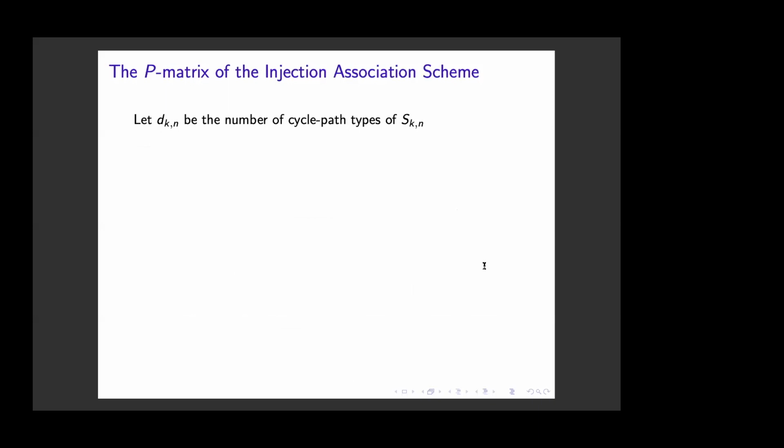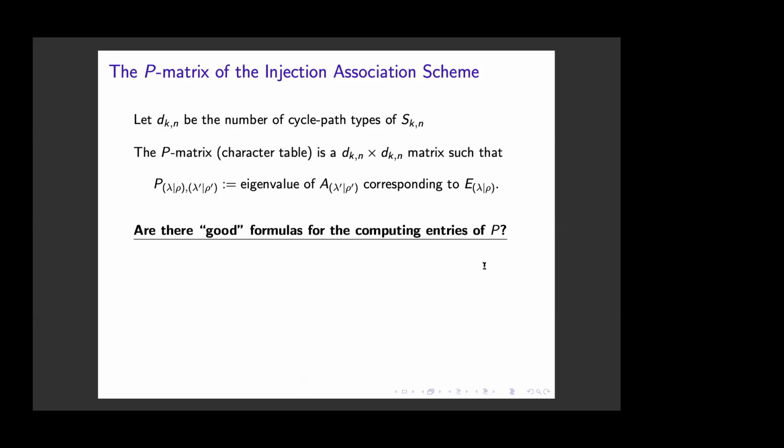Okay, so the P matrix of an association scheme. Some of you might know this as a generalization of the character table of a group. In our case, the group character table of Sn would be indexed by conjugacy classes, and those are indeed cycle types of Sn. So in our case, we're going to be indexing this matrix by cycle path types. And dkn is going to be the number of cycle path types.